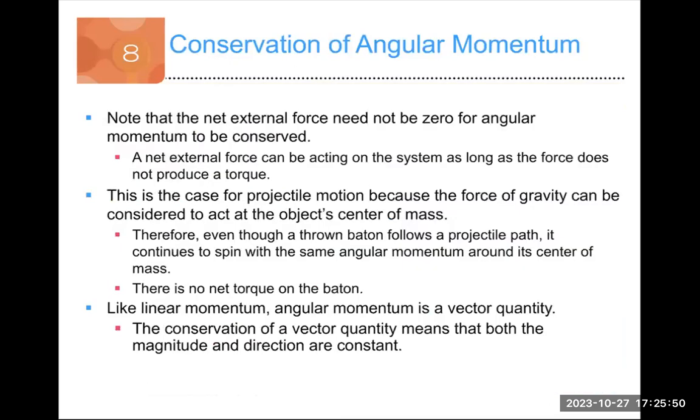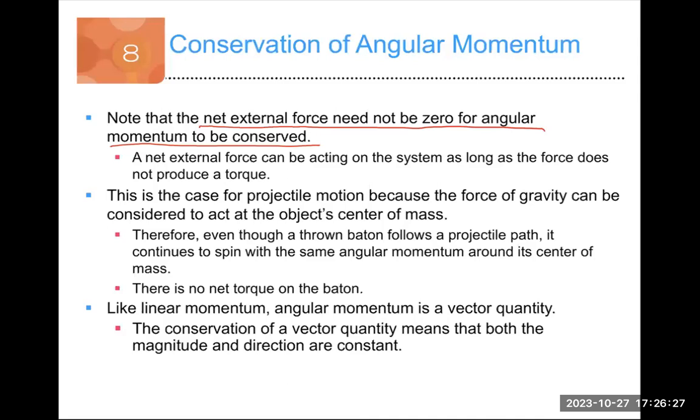Now, with conservation of angular momentum, we note that the net external force doesn't need to be zero for the angular momentum to be conserved. A net external force can be acting on the system as long as the forces don't produce a torque. And this is what we see for projectile motion, because the force of gravity can be considered to act at the object's center of mass.